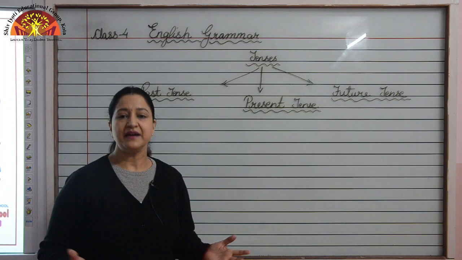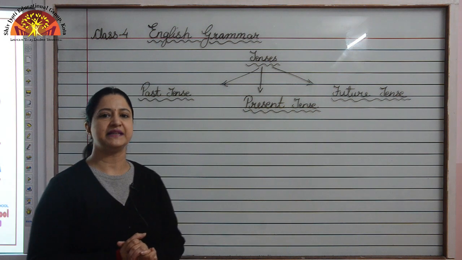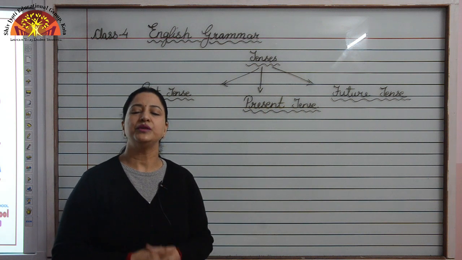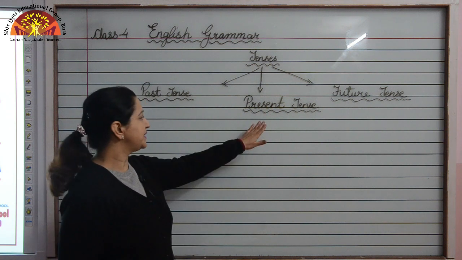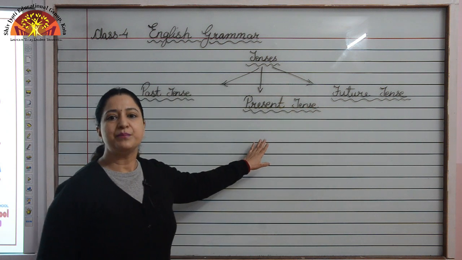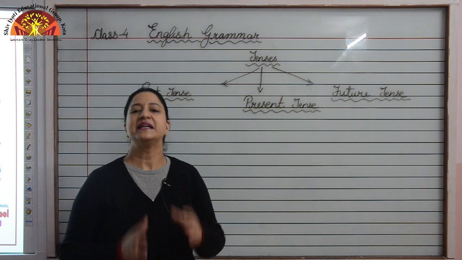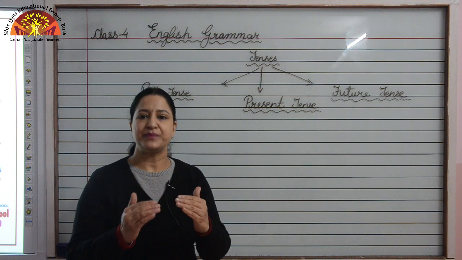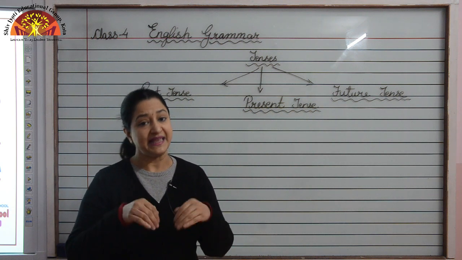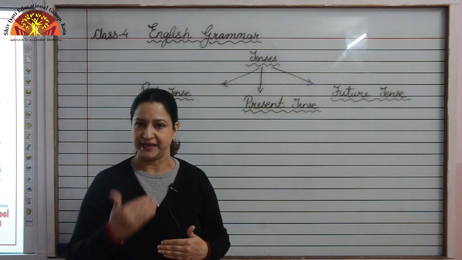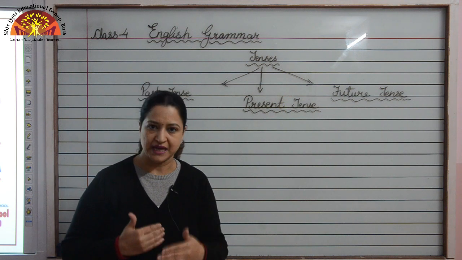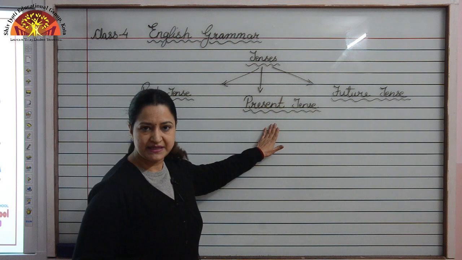So what are tenses? Before starting the chapters, I want to explain to you what tenses are. There are 3 types of tenses: present tense, past tense and future tense. Now, what is present tense? Present tense denotes or expresses the time of an action which is going on in the present at the time of speaking, or it happens in a present or a current time. So it is present tense.